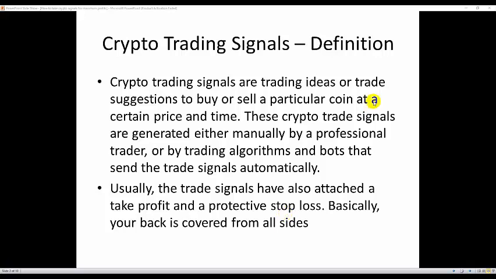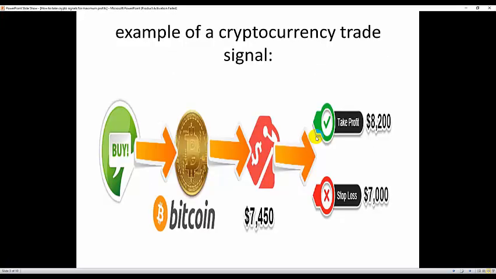That is it about the definition. Let's go over to the next slide. So this is an example of a cryptocurrency trade signal. Now in this image, you can see that it's either a buy or sell. The buy is the green, the sell is the red.